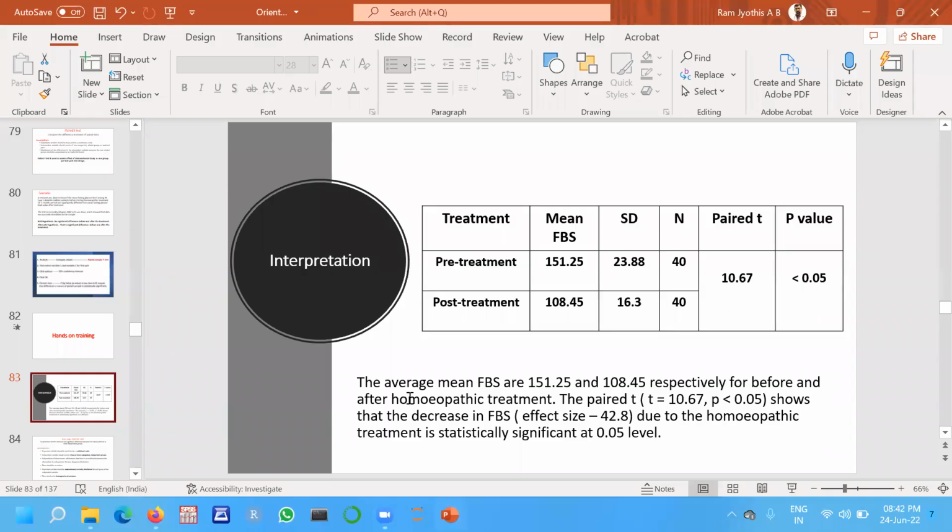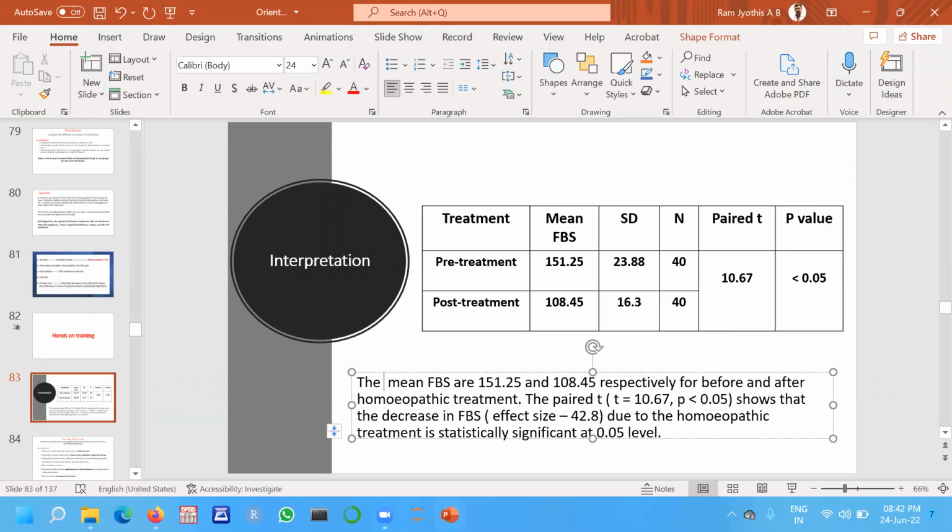So how to write this one? We should not write average mean. The mean FBS, fasting blood sugar, are 151.25 and 108.45 respectively for before and after homeopathic treatment. The paired t is equal to 10.67, P less than 0.05, shows that there is a decrease in FBS.